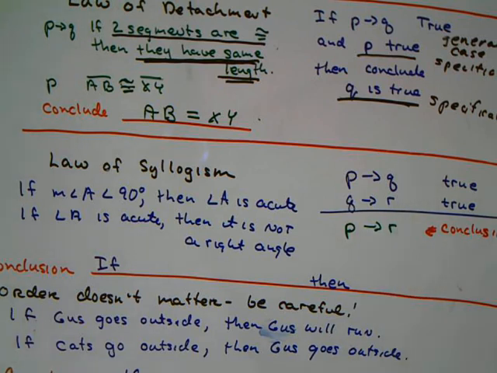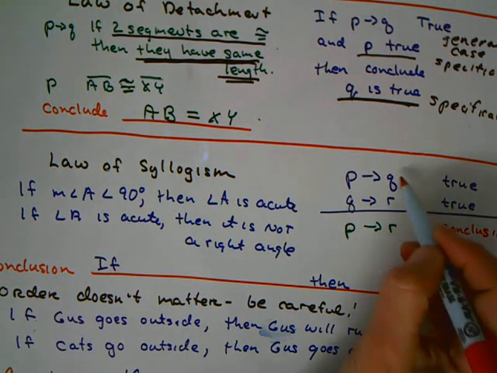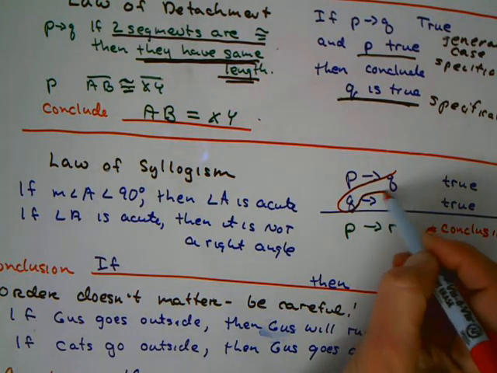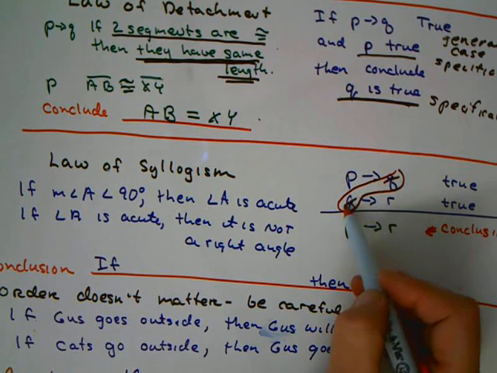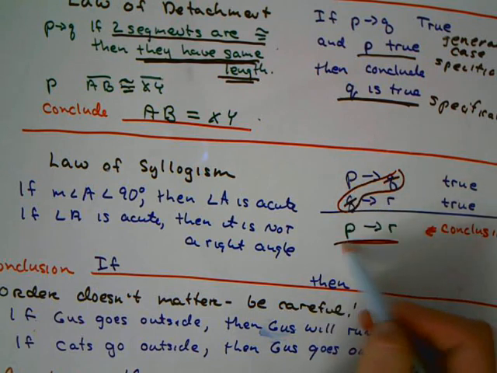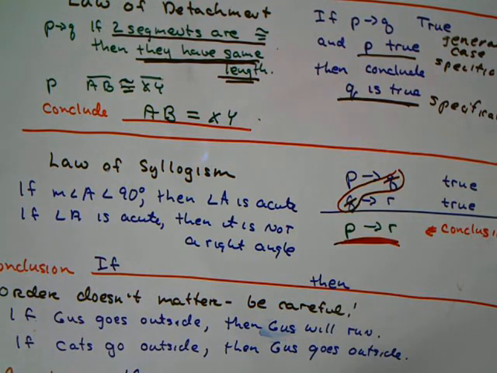Now, what does that mean with all these variables? It means that when we look at two statements, we're looking for a link. And when we see it, we're going to cross it out, and what we have left is a conclusion. That's what we're looking for.